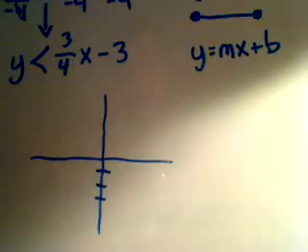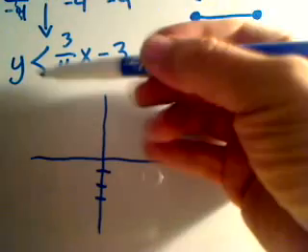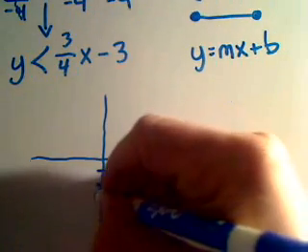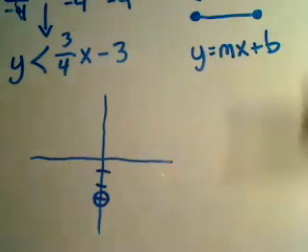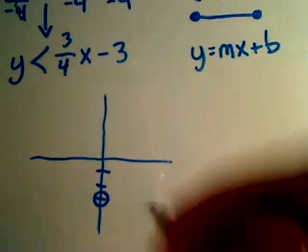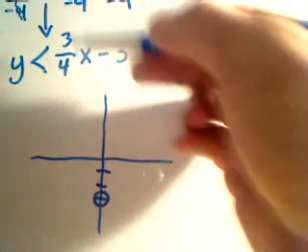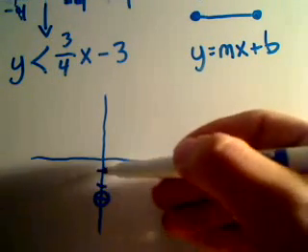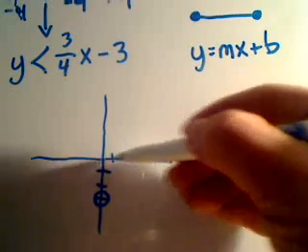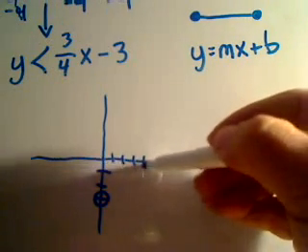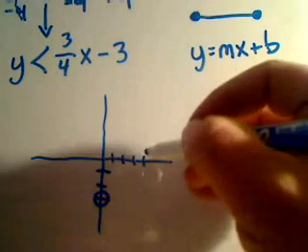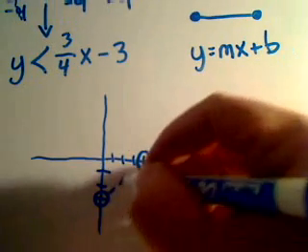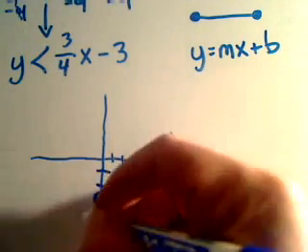It's less than. Now remember my rule up at the top. It's less than, so it's an open circle. And I have a fat pen, so I don't have to make big circles. And then I'm going to go up 3 and over 4. 1, 2, 3. 1, 2, 3, 4. And I'm going to put another circle. And then I'm going to connect this with a dashed line.